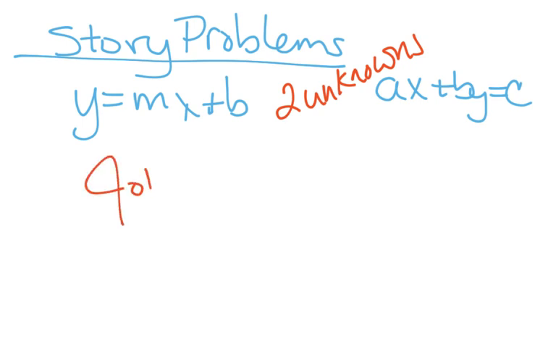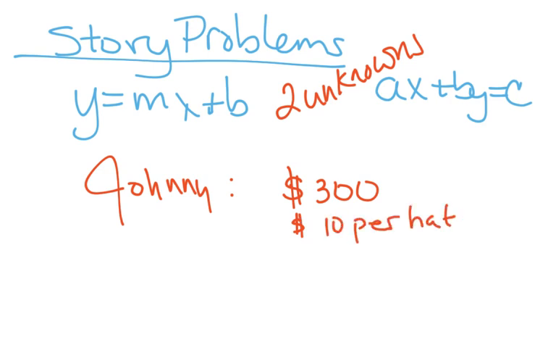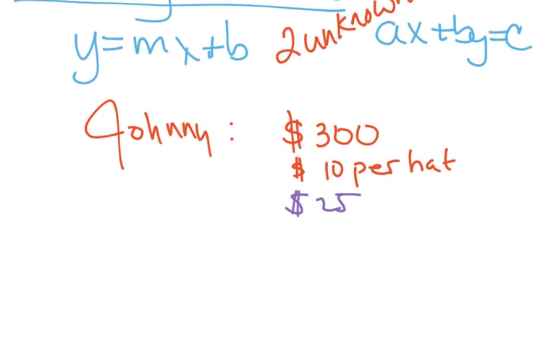So say Johnny has got a business here. He's buying something and he's going to sell something. All right, so Johnny, he's making his own hats. He's got it for his website. So it costs him, let's say, $300 to design everything and get everything going. Each hat costs him $10 per hat. However, he sells them for $25. So revenue there.